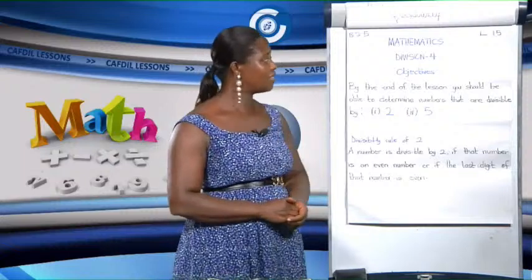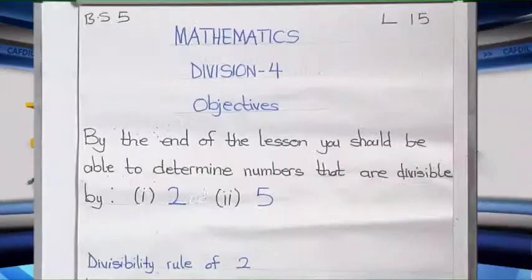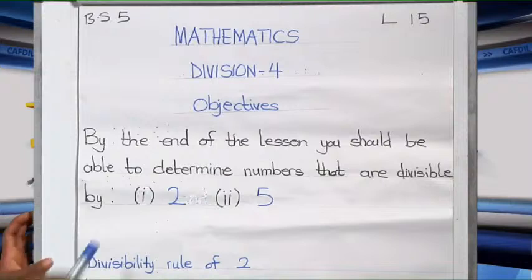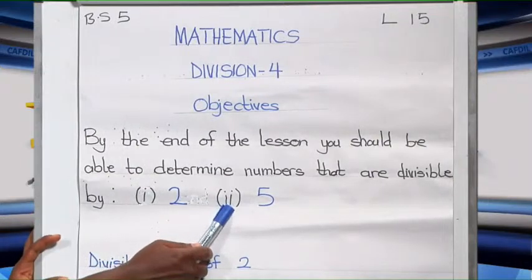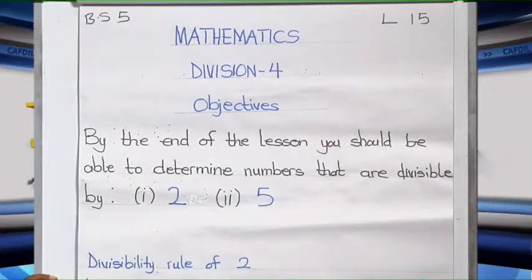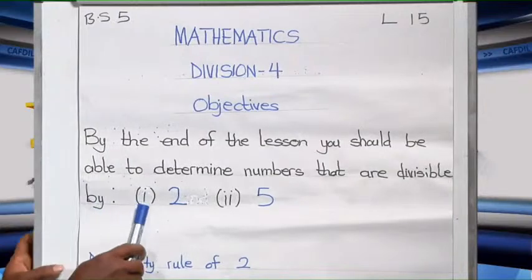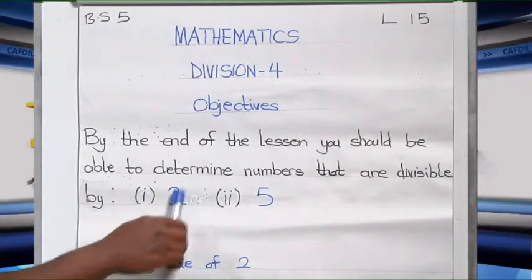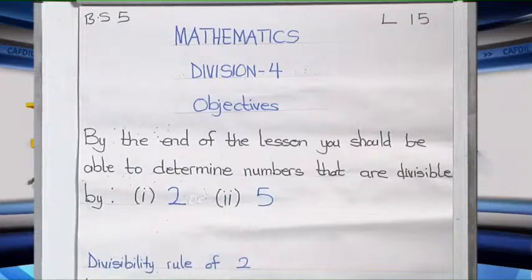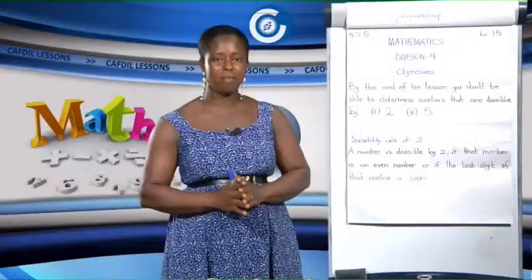Let's go through our objectives. Today we have two objectives. By the end of the lesson, you should be able to determine numbers that are divisible by 2, and then by 5. We are going to look at both numbers.